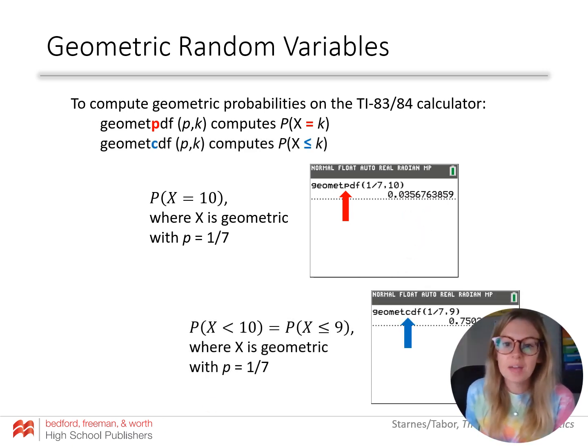Same thing for binomial. If I want something less than or greater, I'm using CDF. And again, the calculator is always calculating less than or equal to. So make sure you change your number in the calculator based on what the problem is asking you.